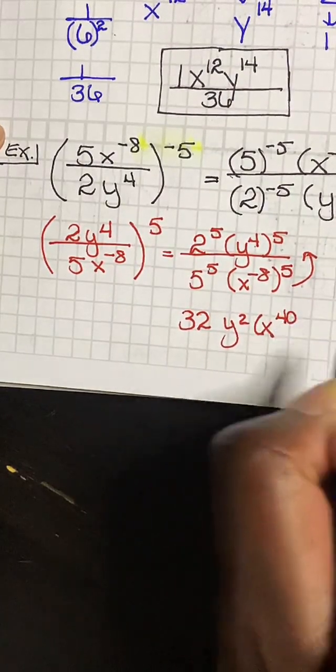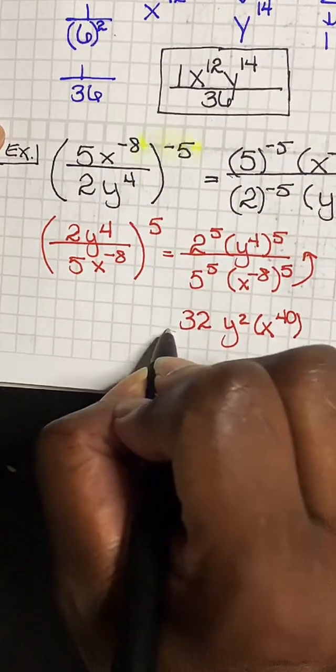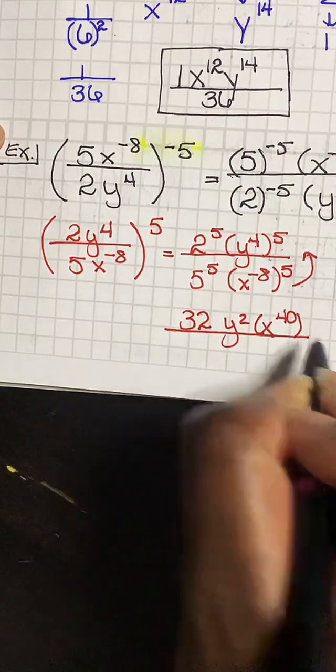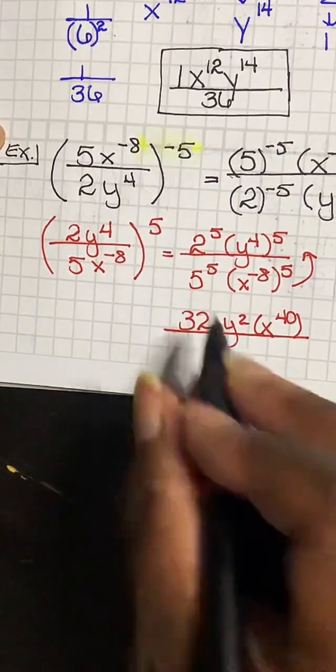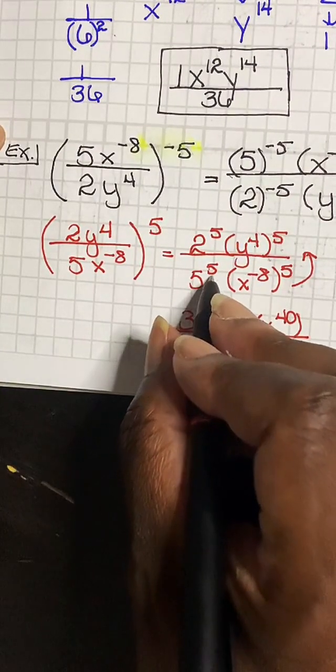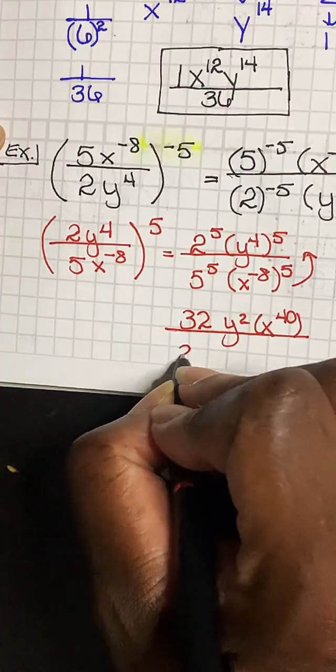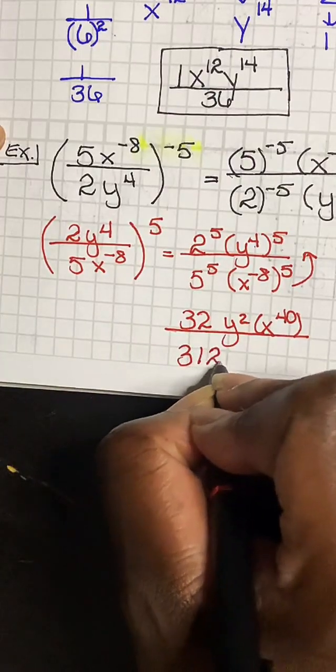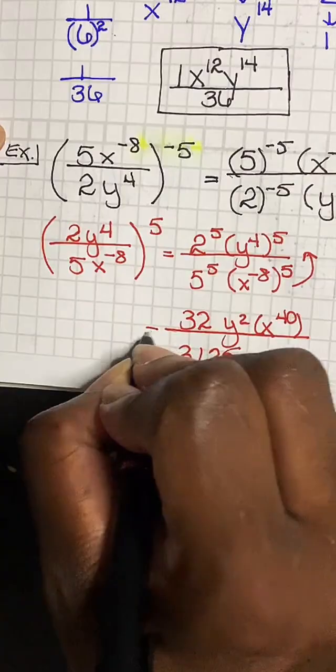I don't know why I have a parenthesis there, but it's not going to kill us. And then what's left over is my 5 to the 5th power, which gives me 3,125.